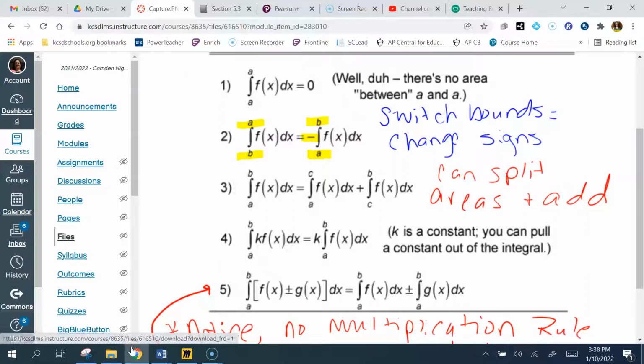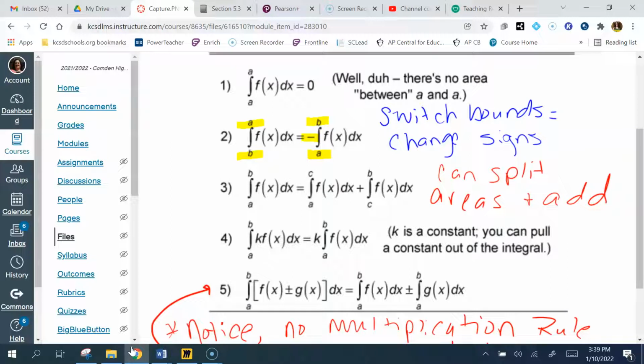Number 2 is a really important one because we do this often, and we do this to help us evaluate certain integrals. But if you switch the bounds around, your lower and your upper bound, that just changes the sign that you'll get at the end when you evaluate that integral.